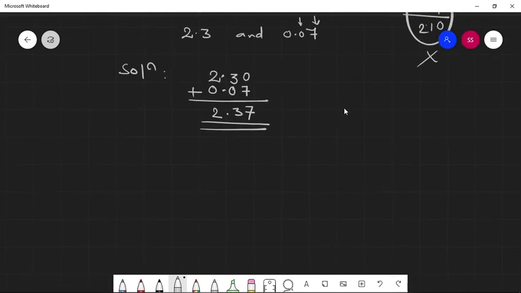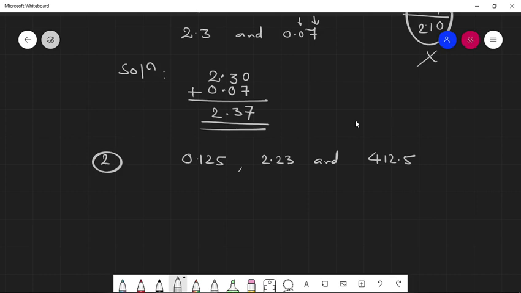Let's discuss another example, example number 2. Suppose we need to add 0.125, 2.23 and 412.5. It's a very interesting question. So in this case we have to add in this way, dear students. First, any one number you can write, 0.125. Now let's observe the other number. What is the position or place of this?